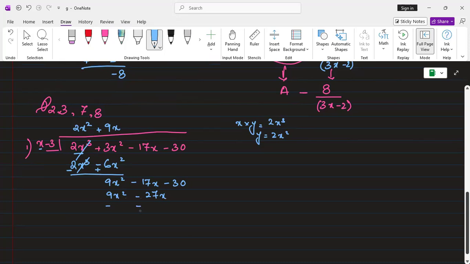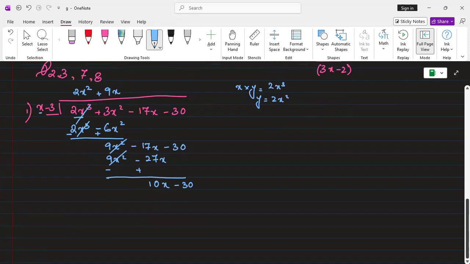Again, I need to switch the sign. 9x square gets cancelled out. Minus 17x plus 27x, you are left with 10x minus 30. Then again you need to multiply it. You have got x and you will need 10x. So you will be multiplying with a positive 10.